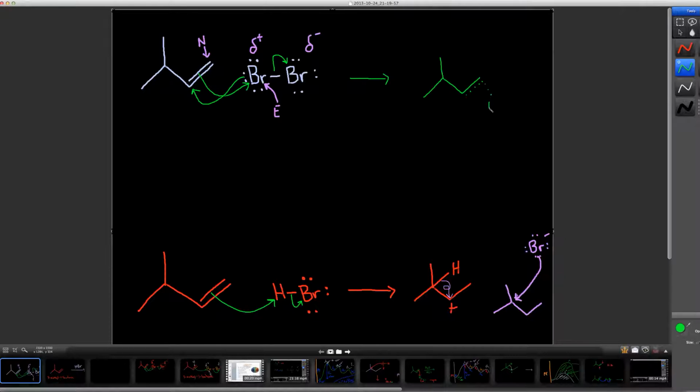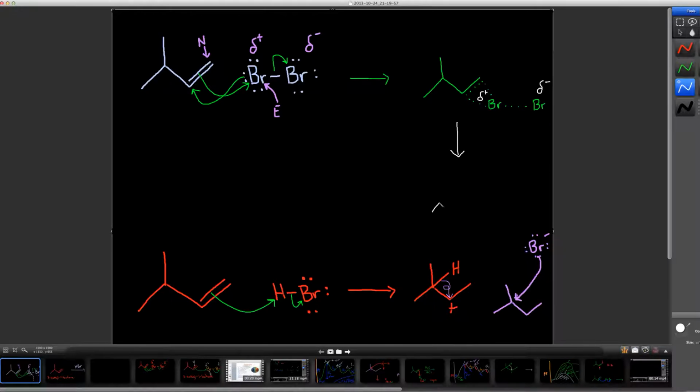Carbon-bromine bond begins to make. Another carbon-bromine bond begins to make, while the bromine-bromine bond begins to break. In terms of charges, partial negative charge is formed. Partial positive charge is actually formed but spread out or delocalized in this three-membered ring.